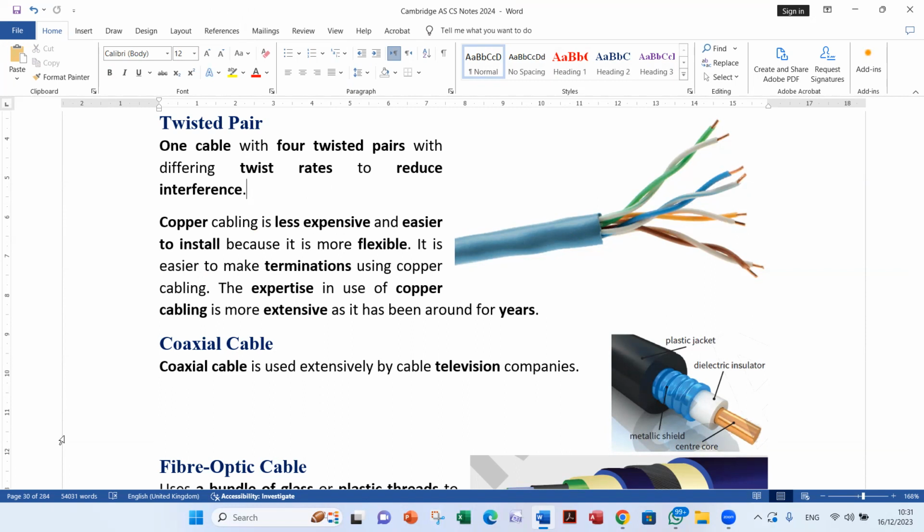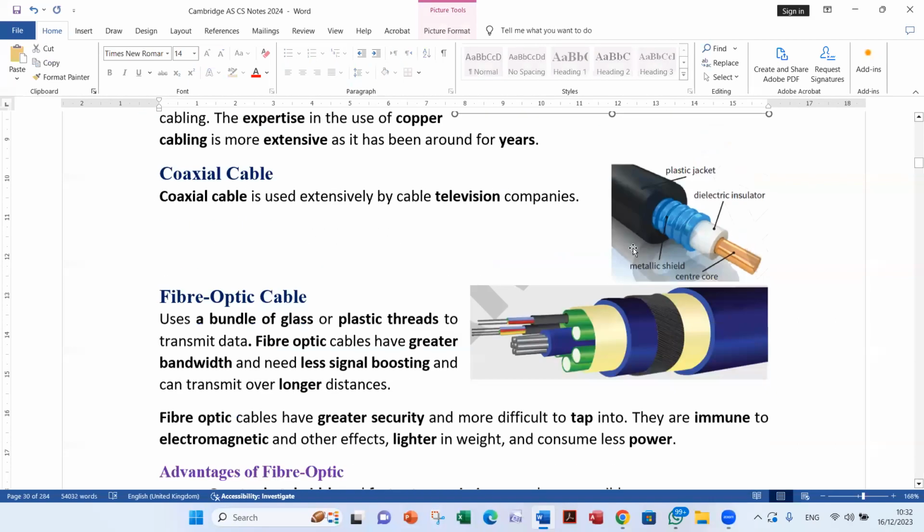Okay, copper cabling is less expensive and easier to install because it is more flexible. It is easier to make termination using copper cable. The expertise, which means the skills in the use of copper cable, is more extensive, and it has been around many years. Okay, so the skills using twisted pair is already available.